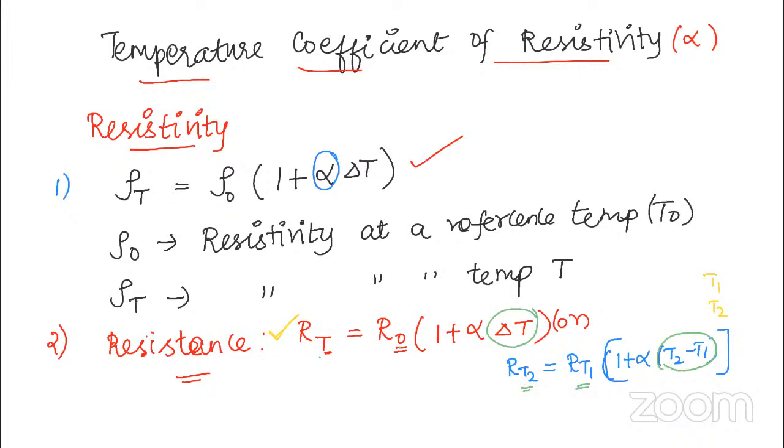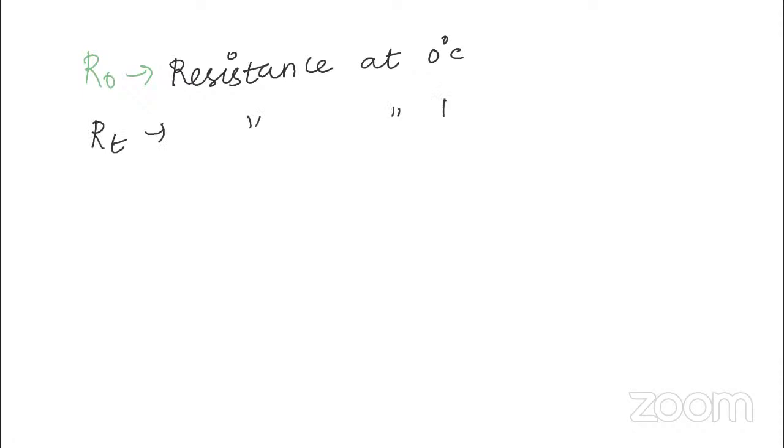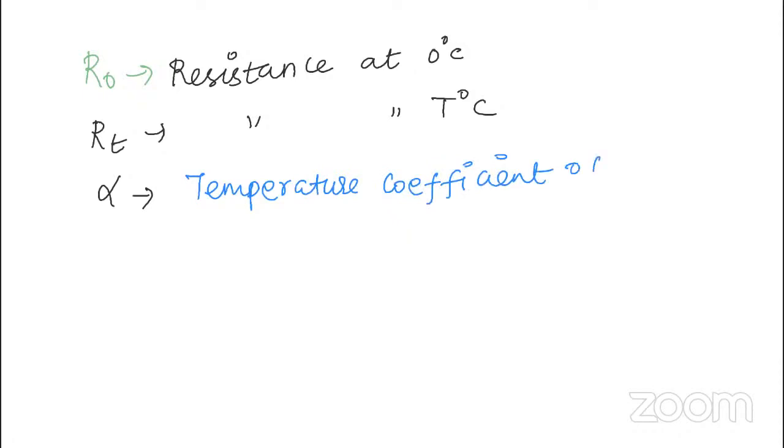Now with these two formulas we are going to work out problems. Here, R naught is the resistance at 0 degree, RT is the resistance at T degree centigrade, alpha is the temperature coefficient of resistivity, and delta T is the temperature difference.